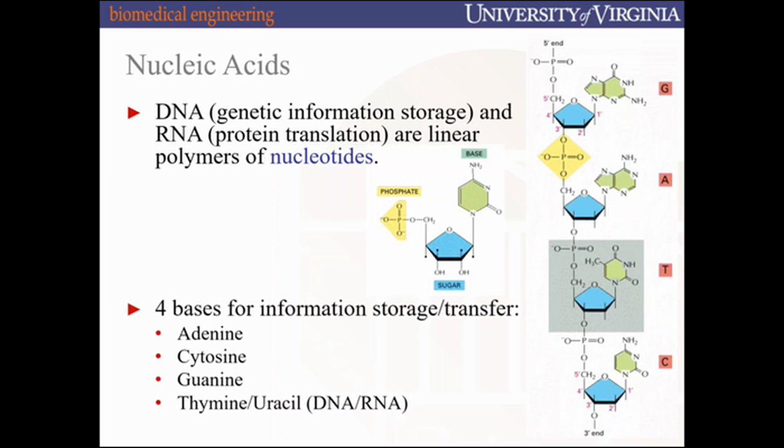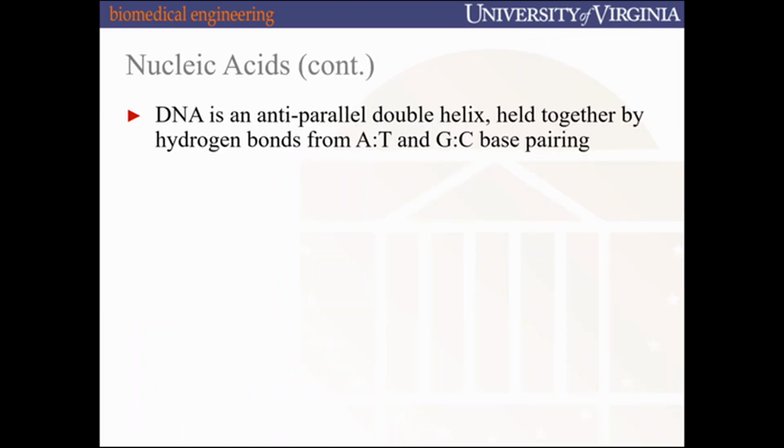DNA has 4 different bases: adenine, cytosine, guanine, and thymine. RNA also has 4 different bases. The first 3 are the same, but the last one is uracil instead of thymine. The structure of nucleic acids plays an important role in how it allows for information storage and retrieval.